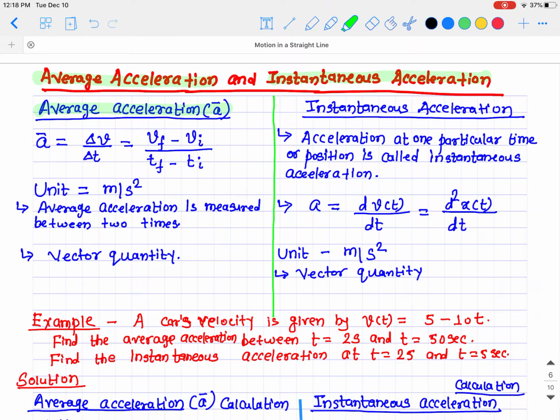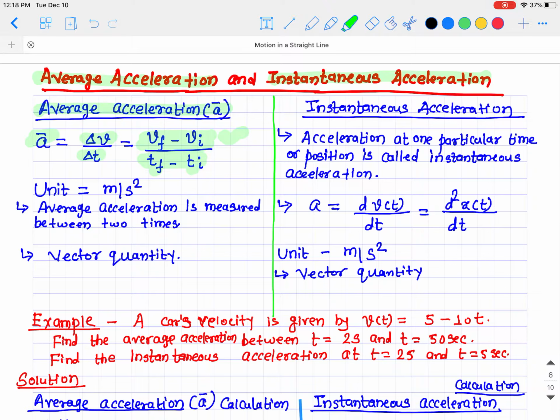The average acceleration is denoted by a bar. And then it is defined as the change in velocity in a given interval of time. Or in other words, the final velocity minus initial velocity will give you the change in velocity, and then the final time minus initial time. So this is the formula for calculating the average acceleration: the final velocity minus initial velocity divided by the final time minus initial time.